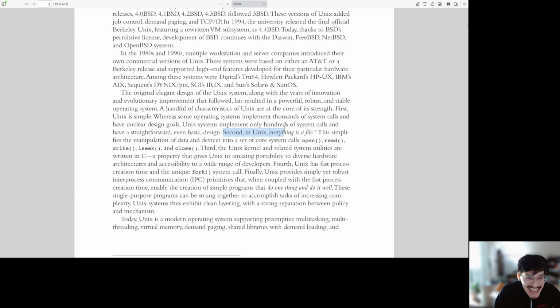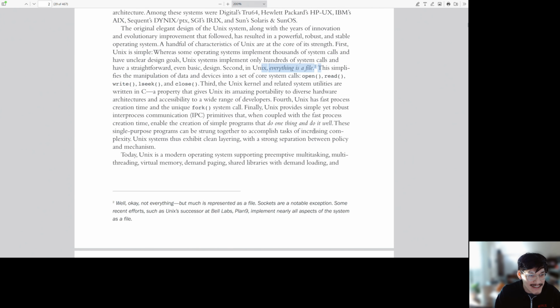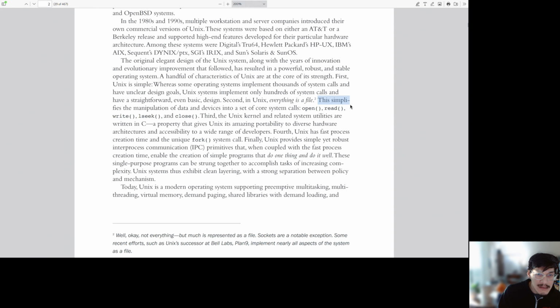Second, in Unix, everything is a file. Okay, not everything, but much is represented as a file. Sockets are a notable exception. Some recent efforts, such as Unix's successor at Bell Labs, Plan 9, implement nearly all aspects of the system as a file. Cool. This simplifies the manipulation of data and devices into a set of core system calls: open, read, write, lseek, and close.